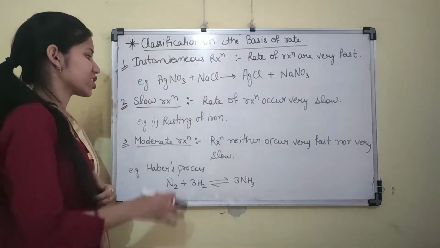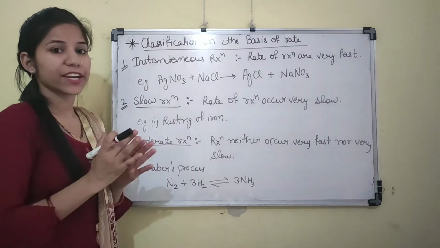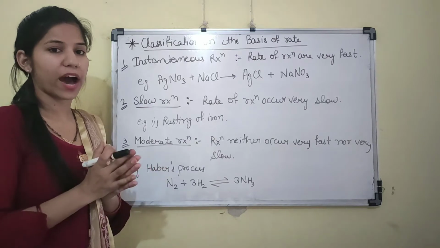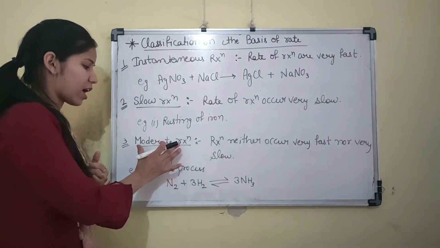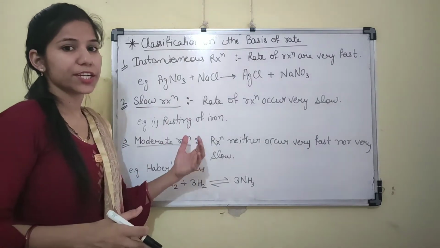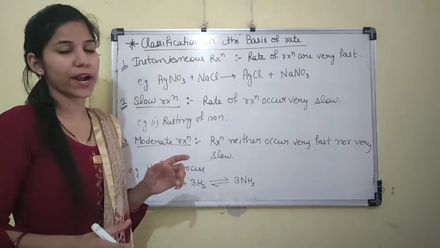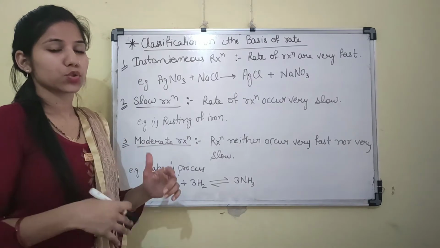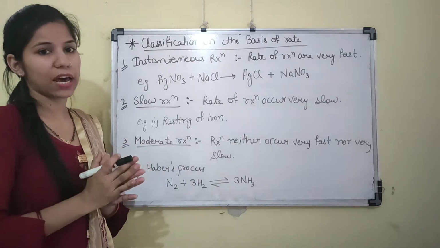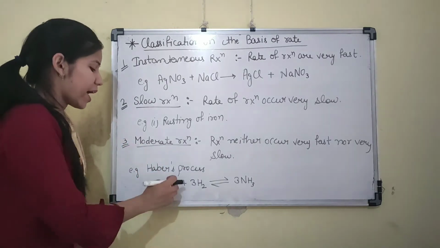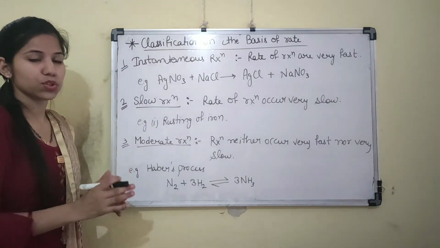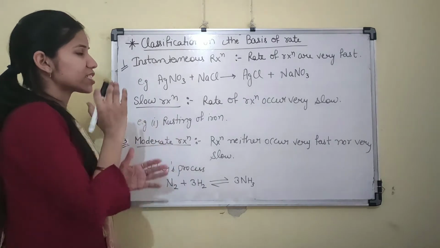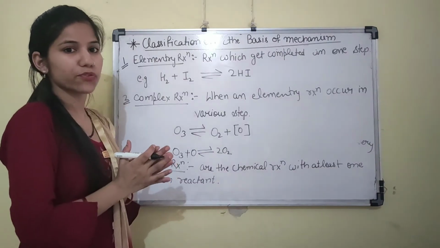And the second type is slow reaction. In this, the rate of reaction is very slow. For example, rusting of iron. And the third type is moderate reaction. In this, the rate of reaction is neither very slow nor very fast. And these reactions are used in labs. An example is Haber's process, that is N2 plus 3H2 gives 2NH3, that is ammonia.